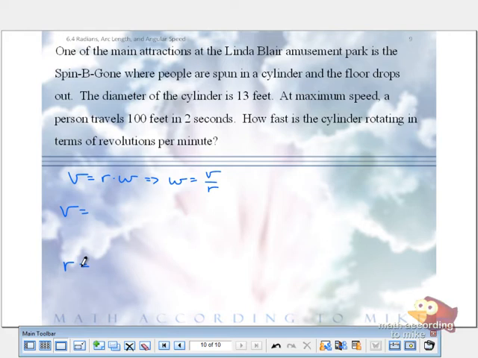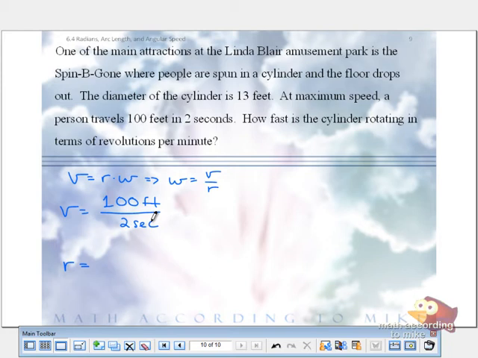So V is a linear speed. Notice it says at maximum speed, a person travels 100 feet in 2 seconds. So that means our V would be 100 feet per 2 seconds. And then R, well, it says the diameter is 13 feet, so what does that say about the R? That is 6.5. Per?